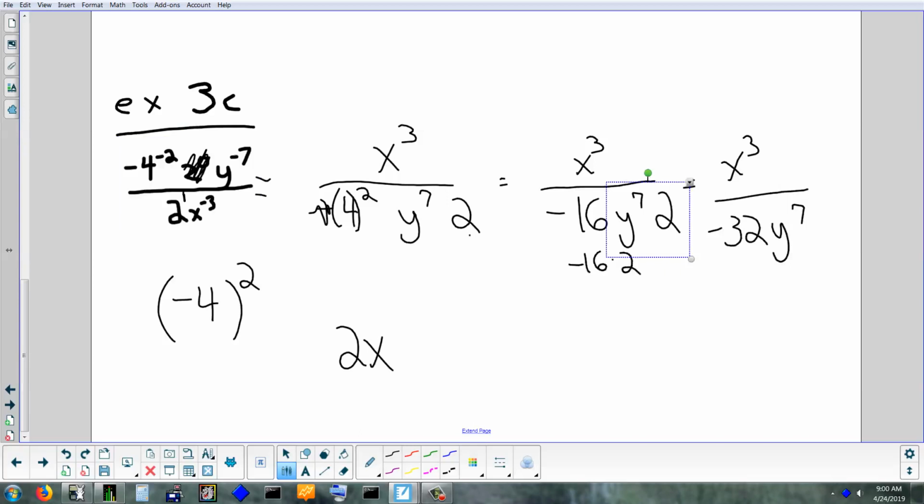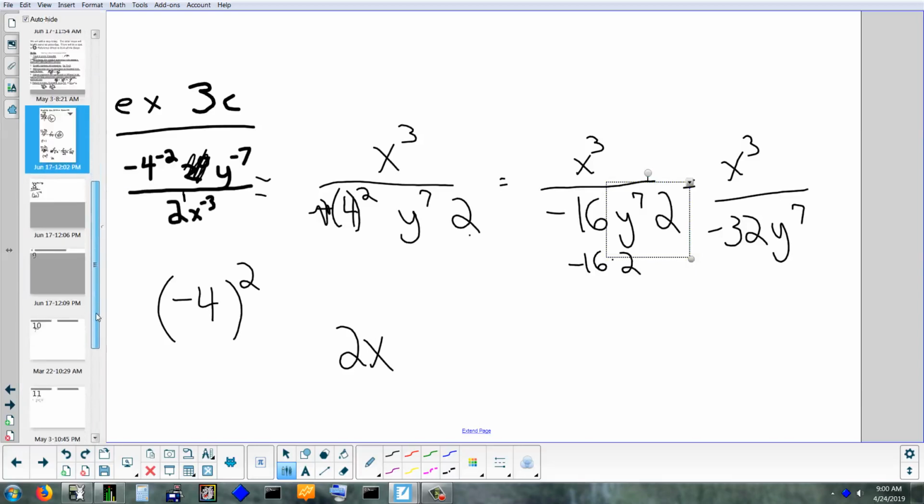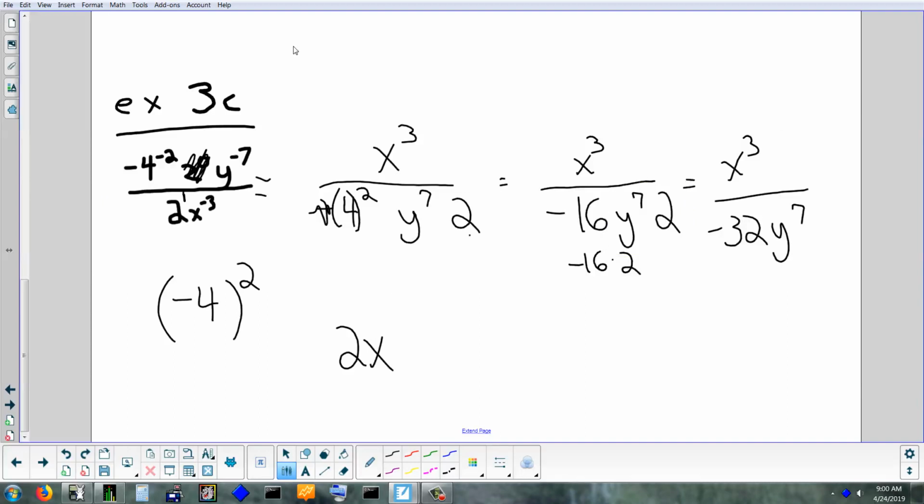All right. I have a number on the bottom, negative 32. I have no other number on top. So there's nothing there I can reduce. Now, if there's like a 2 on the top, then I can reduce both the top and the bottom by 2. I can divide 2 by 2. I can divide negative 32 by 2. But I don't have that. This is it. I'm done.